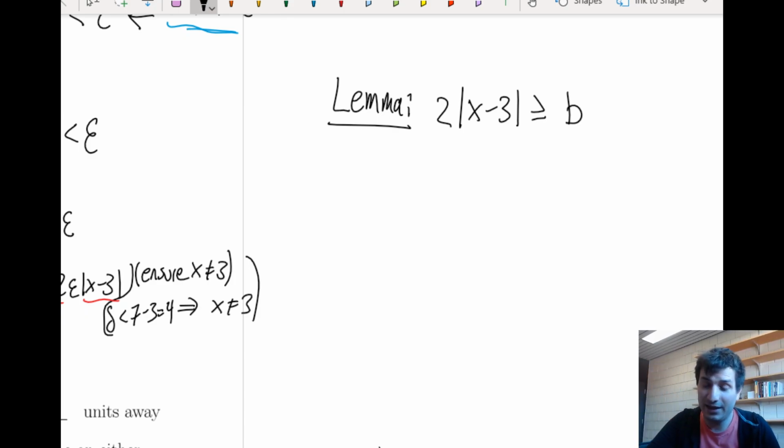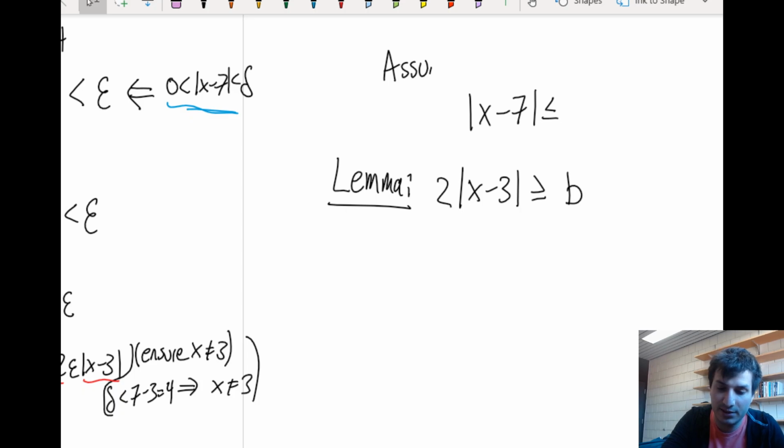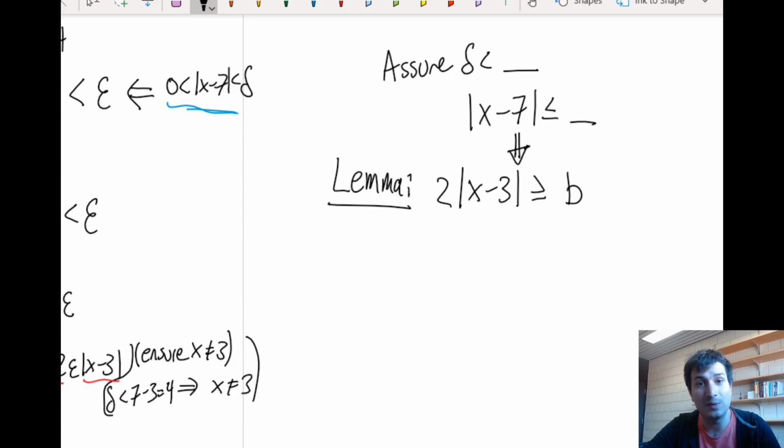And once again, it's not true that |x - 3| is going to be greater than something useful over here. Like it could be true it's greater than 0, but that's not going to help us because we're going to get a 0. That's going to be bad. So just like before, we're going to need to use the constraint. And so we're going to say that when |x - 7| is less than something, because we're going to assume delta is less than something, that'll give us |x - 7| is less than the something, and that should lead us to 2|x - 3| is greater than b.